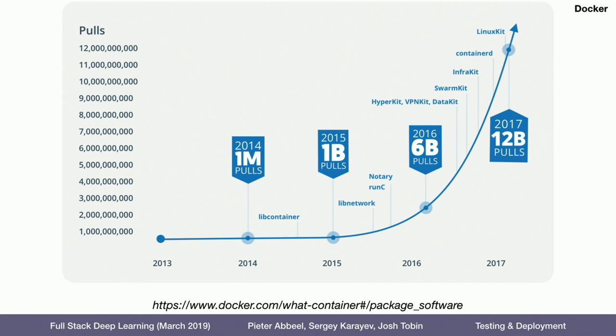And it's really taken off, right? So this is Docker Hub number of pulls. Five years ago, there was like 1 million pulls. And then probably last year, there were like 20 million pulls. So 20 billion pulls, sorry.